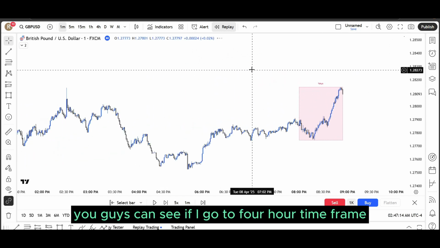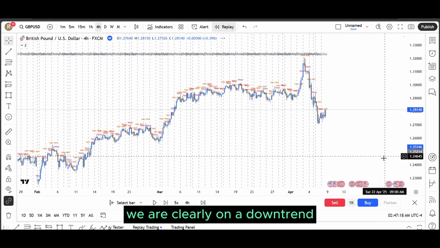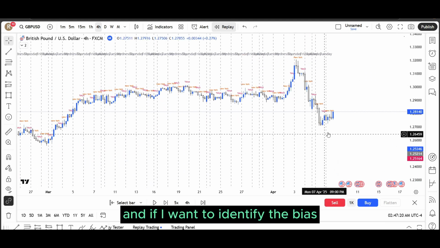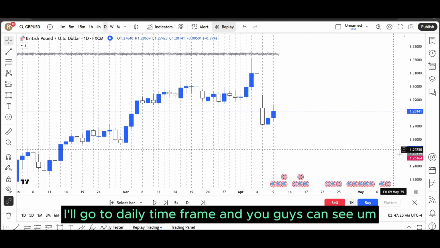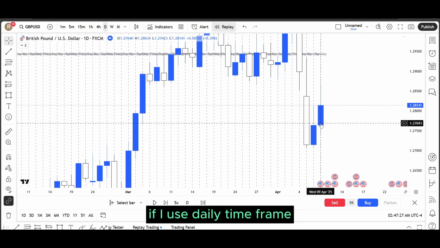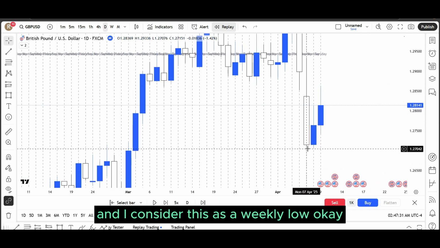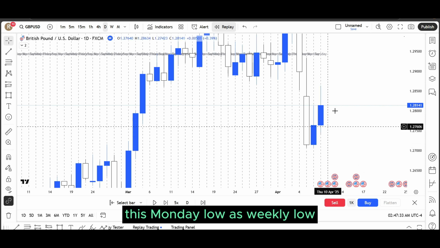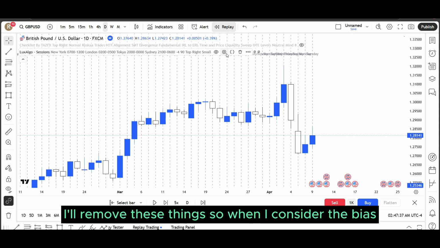So guys, over here you can see, if I go to the 4 hour time frame, we are clearly in a downtrend. And if I want to identify the bias, I'll go to the daily time frame, and you can see I'm on Wednesday, and I consider this Monday low as the weekly low, and my draw on liquidity is this. Okay, I'll remove these things.